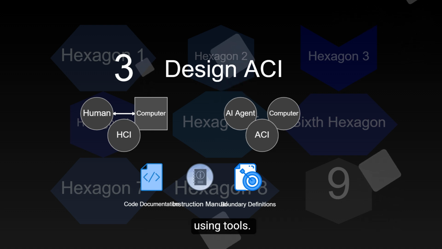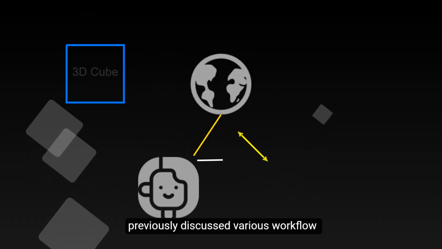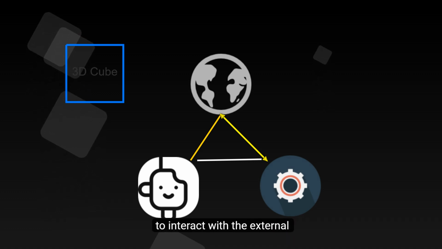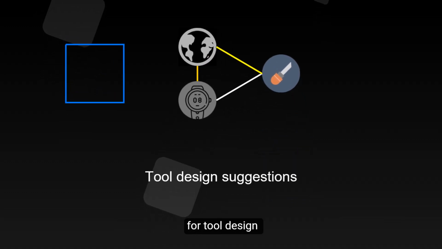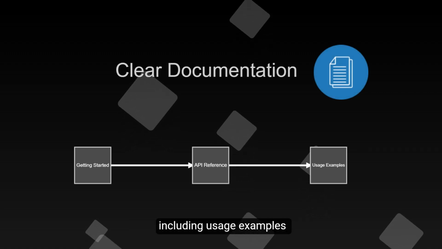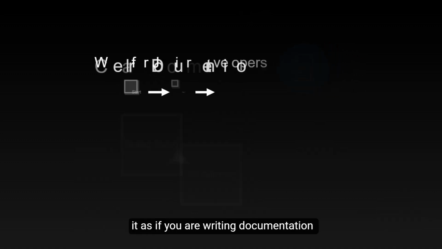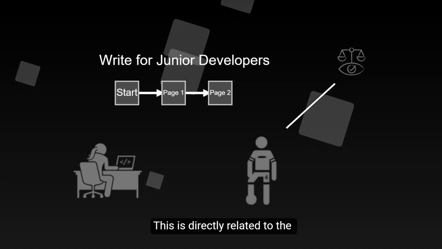When building agent systems, the design and implementation of tools are equally crucial. As we previously discussed various workflow patterns, tools are the foundation for agents to interact with the external world. Let's take a look at specific recommendations for tool design. 1. Focus on tool documentation and descriptions. Write clear documentation, including usage examples, edge cases, and formatting requirements. Write it as if you are writing documentation for junior developers. This is directly related to the transparency principle mentioned earlier.